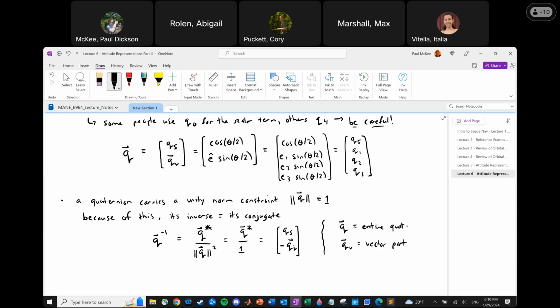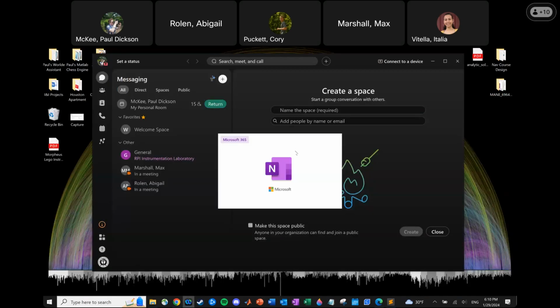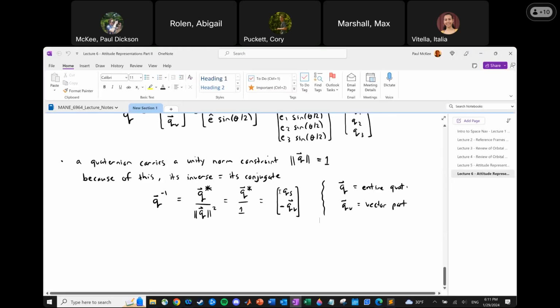Yes, I'm just going to write that out in words. But first, I'm going to take a second and close OneNote and then open it back up again because it's been fighting me. Let's see here. Hopefully that cleans things up a little bit.